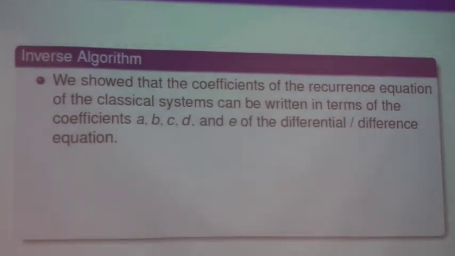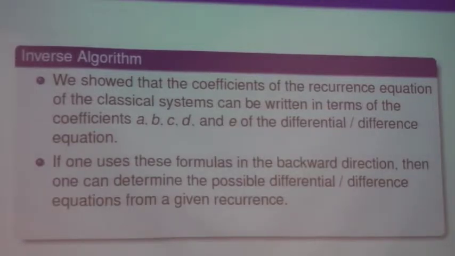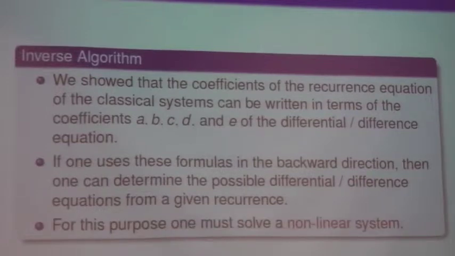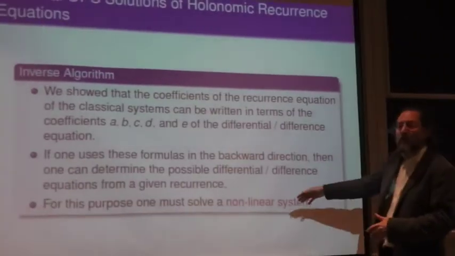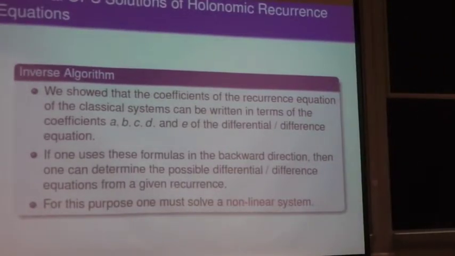Namely, now assume that instead of a differential equation, a recurrence equation is given. Then we can use these formulas that we have and try to find whether there is a differential equation of the type we have seen that is compatible with it. And then it turns out we have to solve a nonlinear system. By the way, that's quite easy to understand. The Chebyshev polynomials of first and second kind, for example, satisfy the same recurrence, but have different differential equations. So there must sometimes be several solutions here. And that's exactly what we do.